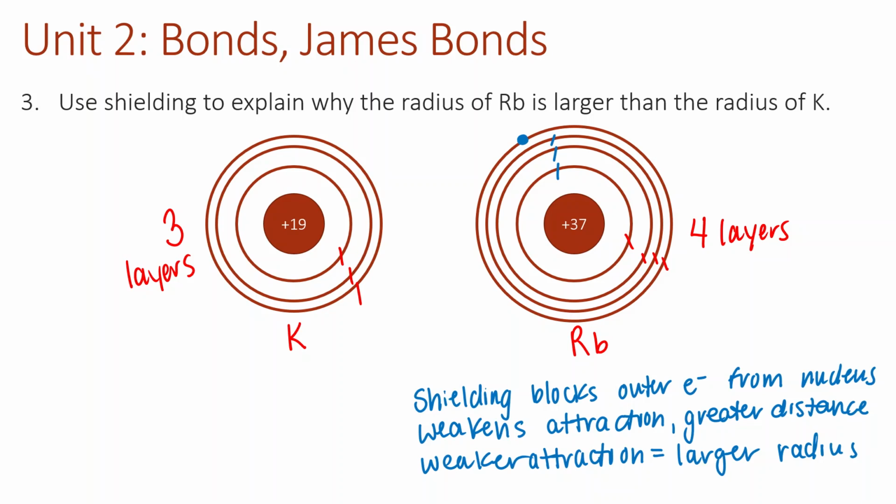So this applies whenever we're talking about a column, especially because each of those elements in that column has an additional layer of electrons, so the shielding effect becomes stronger as you move from the top of a column down to the bottom.